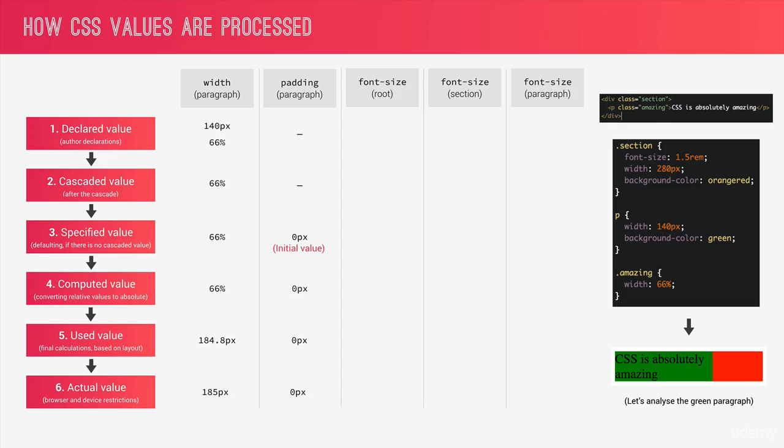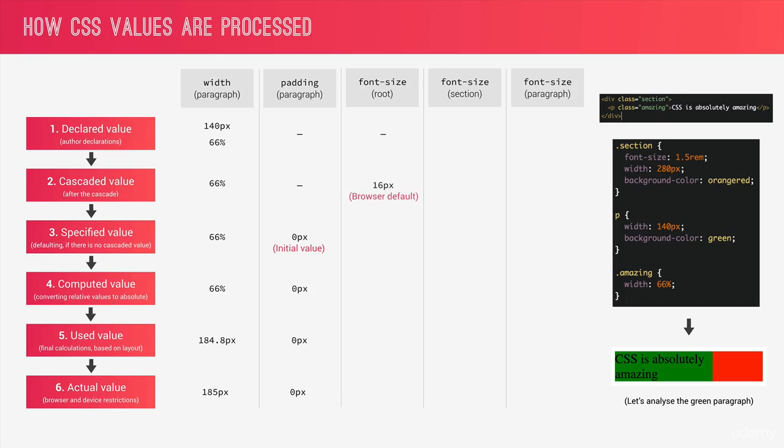Alright, now about the root font size. This means the overall font size of a document. We didn't define it anywhere, right? So again, there is no declared value. However, this is different from the padding property that we looked at before. That's because for the font size, the browser usually has a default value of 16 pixels.